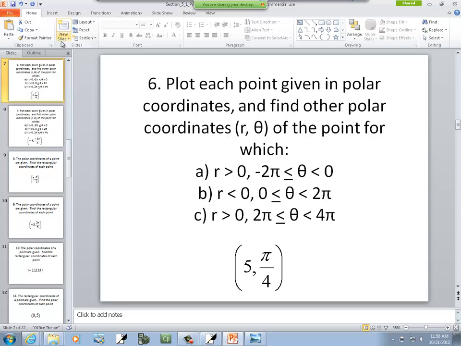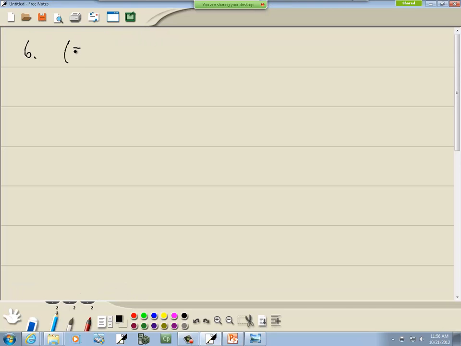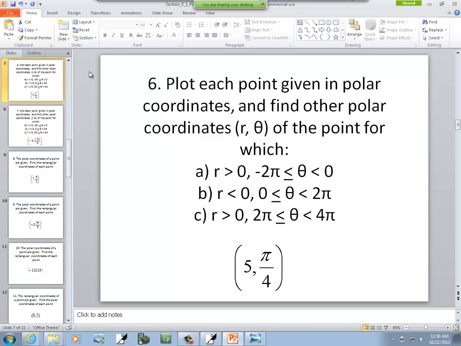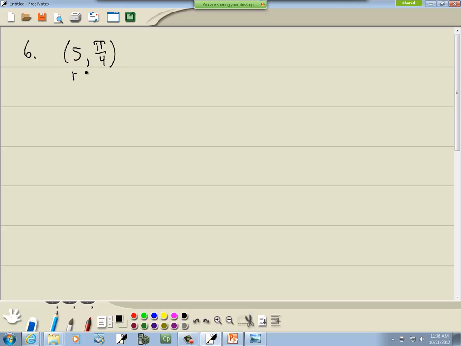We got 5 and pi over 4. It says plot each point given in polar coordinates. Let's do that first. This is r and this is theta. So we'll go out pi over 4, which would be right here. And our r is positive, so we're going to go out a distance of 5 in this direction. So that'd be a distance of 5. So that's the first part.